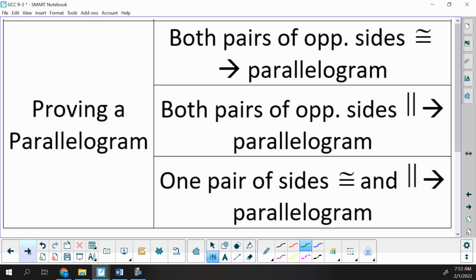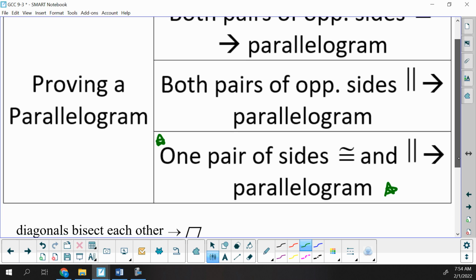All right, so flipping to the next page and looking at your study cards, down on the bottom we have proving a parallelogram. Well, there's three main ways that we'll prove a parallelogram. We could show that both pairs of opposite sides are congruent, and that will imply a parallelogram. We could do both pairs of opposite sides parallel, that implies a parallelogram. Or the one that is used most frequently is you can do one pair of sides being congruent and parallel to imply a parallelogram. So those are the most common ways.